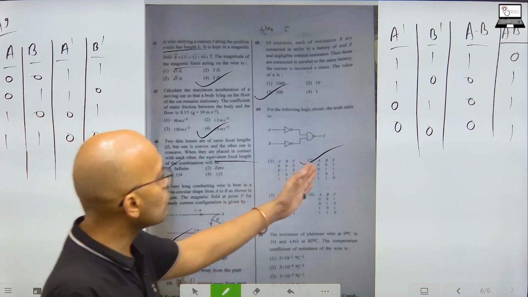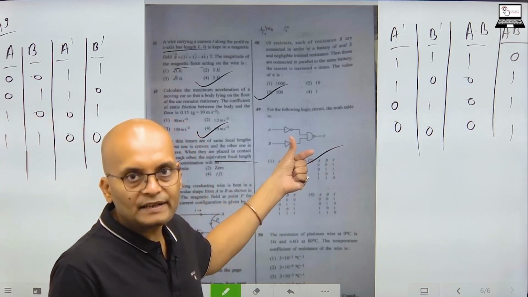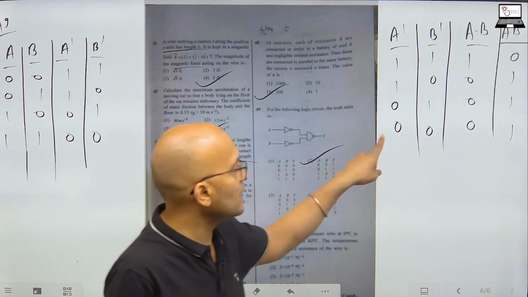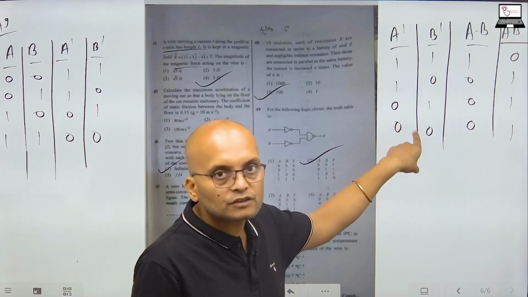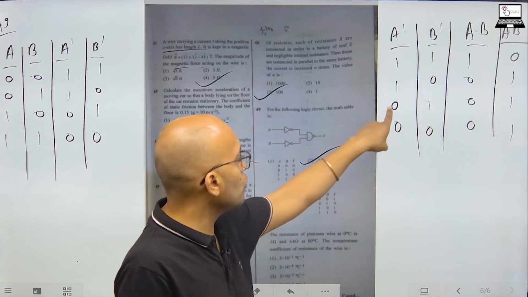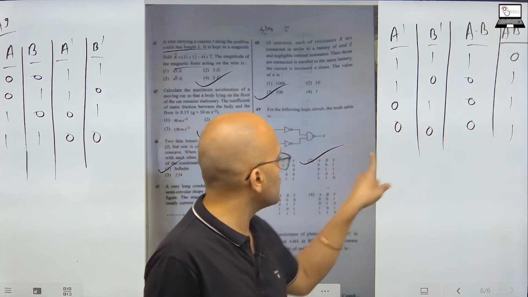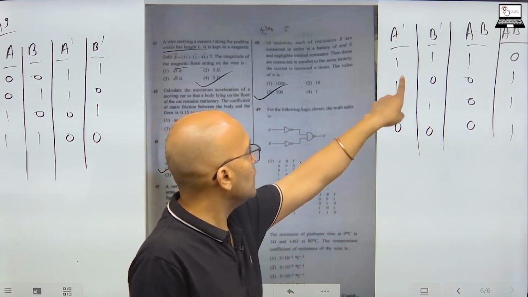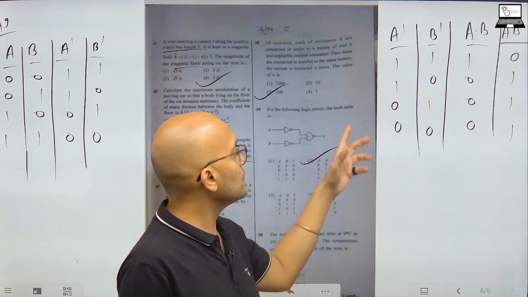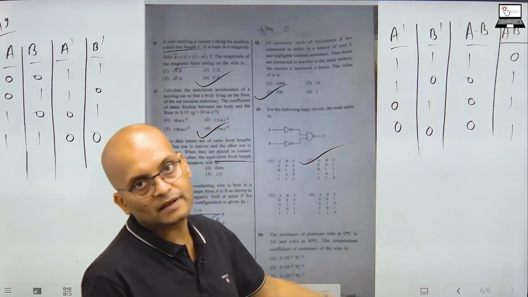See now, from output you judge. They have written in different order. When A and B are 0, output is 1. When first input is 0, second is 1, output is 1. When first input is 1, second is 0, output is 1. When both are 1, output is 0.